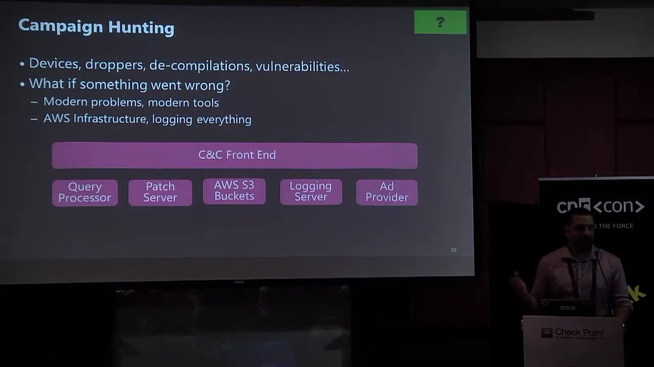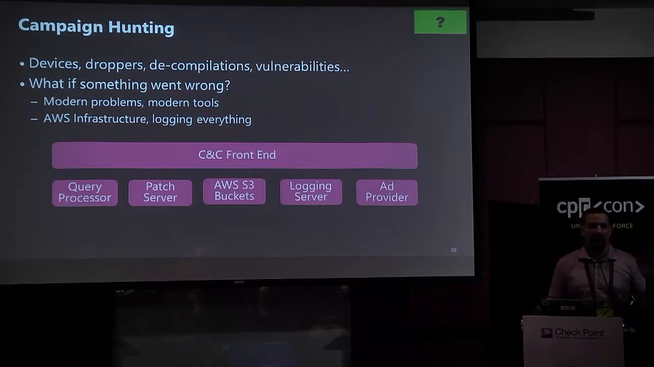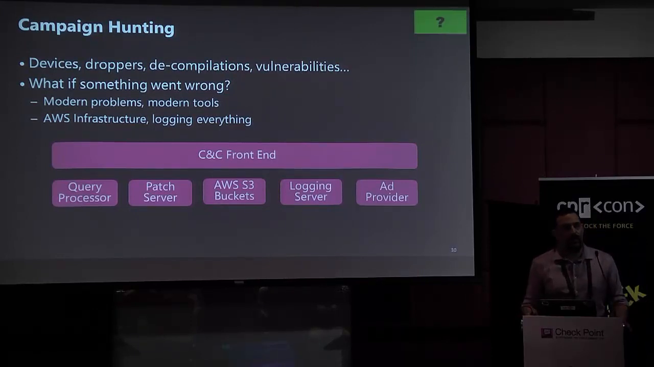As you already saw, there are over 25 million devices, 360 droppers, tons of decompilations, usage of vulnerabilities, and all of those are not as stable as the actor would have hoped. Something somewhere will fail, will crash, and the actor doesn't want to lose revenue on a failed script. So how can the actor know when something is going wrong? Well, this modern problem requires modern tools. So the attacker actually built a complete AWS infrastructure logging every single activity of this campaign.